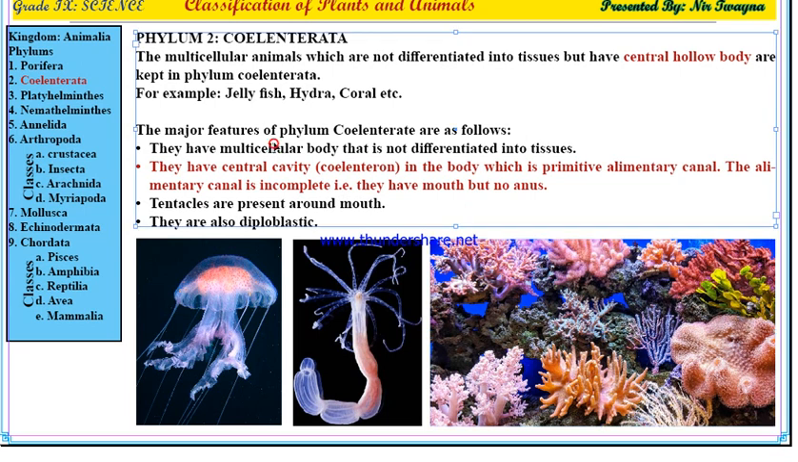The major features of phylum Coelenterata: they have a multicellular body that is not differentiated into tissue, and they have a central cavity in the body called the coelenteron, which is a primitive alimentary canal. Alimentary canal means digestive tract. You can say the digestive tracts in higher organisms originated from the coelenteron of Coelenterata. And the alimentary canal is incomplete. Incomplete means they have a mouth but no anus.